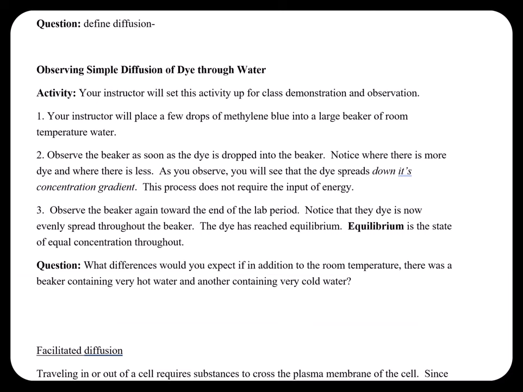You can do this experiment at home. Just get a glass of water and put a drop of food coloring in it and watch the food coloring spread out from a high concentration at the drop to where it diffuses out, and eventually your glass is all of a uniform color after it's finished diffusing and reaches equilibrium.